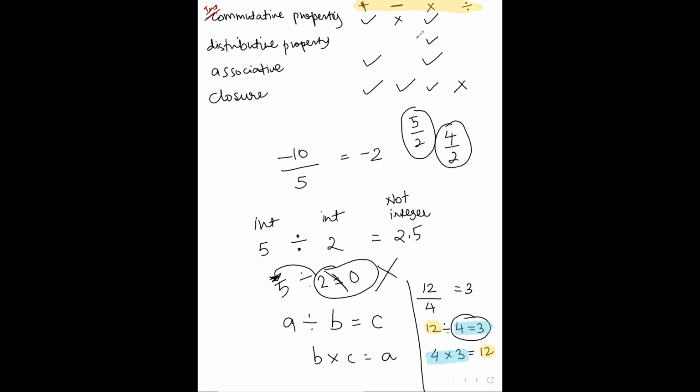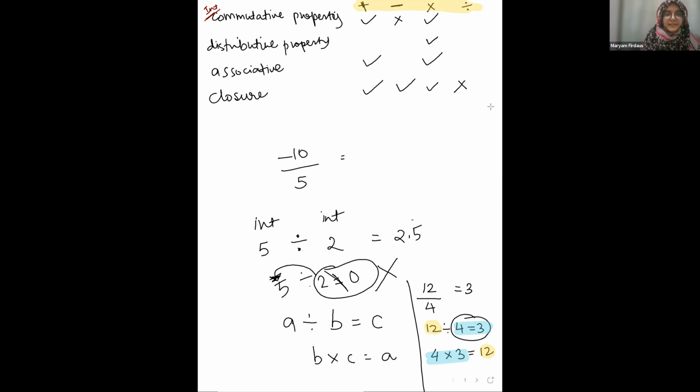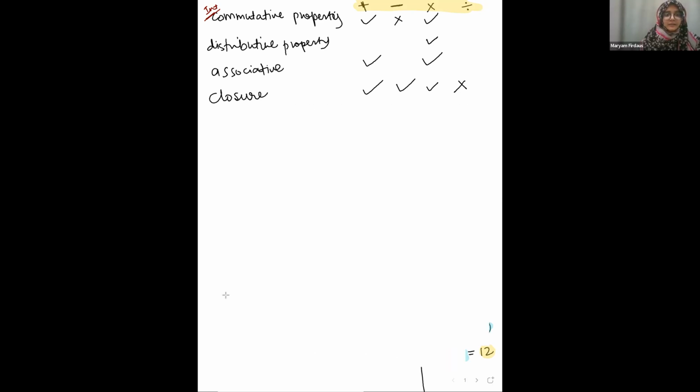Additive identity is 0, and for example, 7 plus 0 is equal to 7.